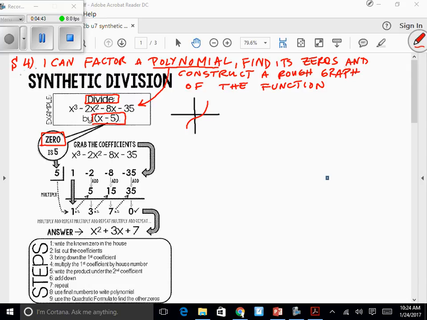All right, so let's get this thing in here. What are zeros? Zeros are the same thing as an x-intercept. So this guy here is going to be called a zero, which is just an x-intercept.